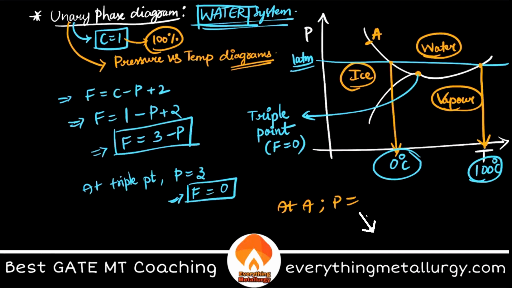How many phases are coexisting? Two, yes, because the two phases are in equilibrium, ice and water. So, here what would be my degrees of freedom? F is equal to 3 minus 2, which is 1. F is equal to 1.